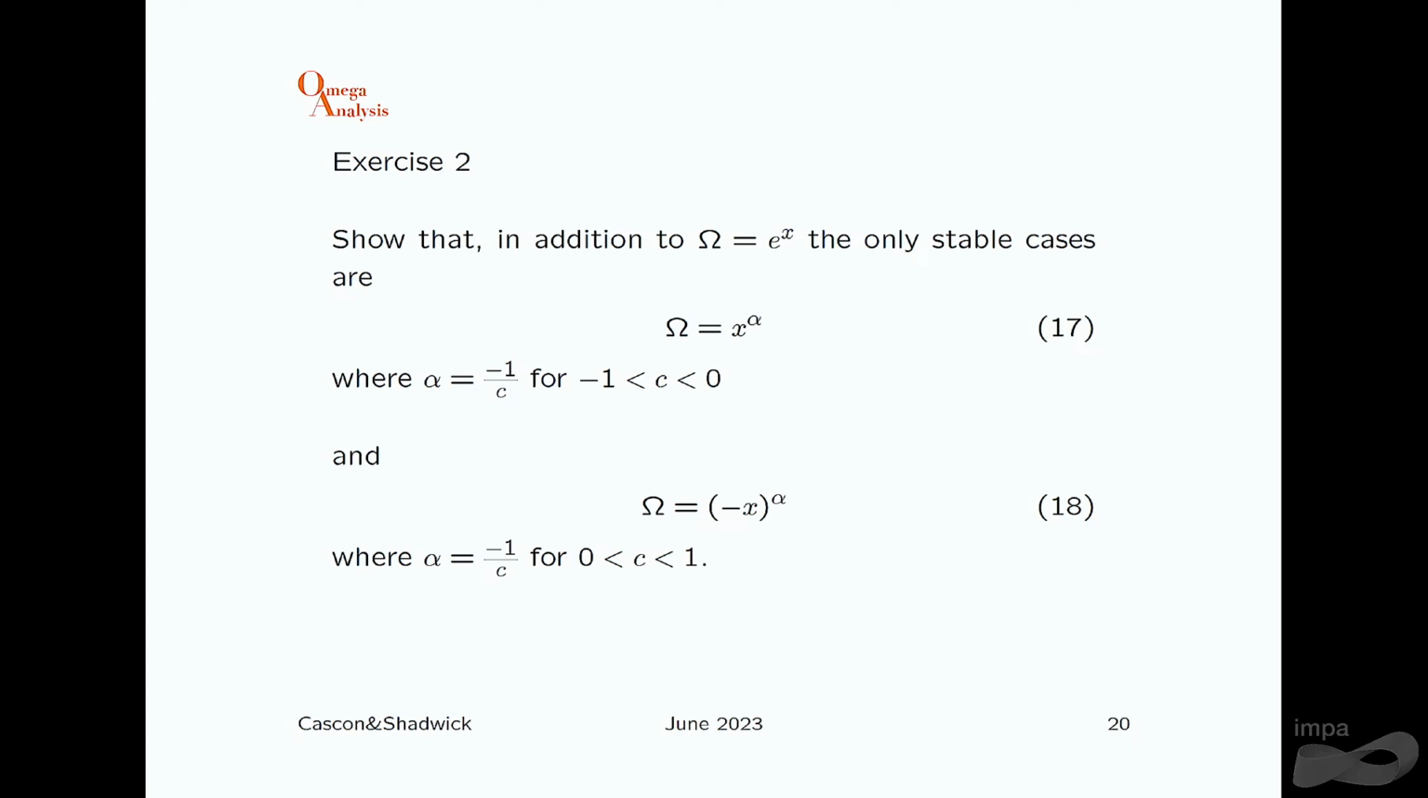The parameterizations here are always annoying, but these are powers of x. In the first case, that's defined on the interval from 0 to infinity. It's just powers of x rising. In the second case, powers of negative x are rising when you're taking -1 over c, right? And that's defined on the interval from -infinity to 0.